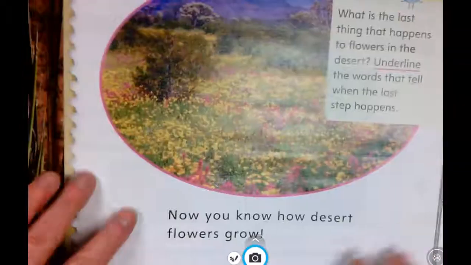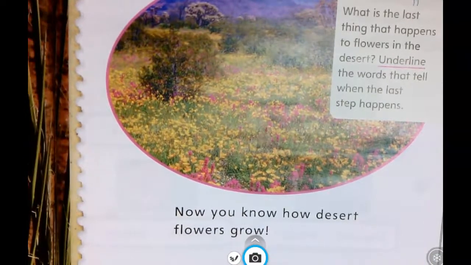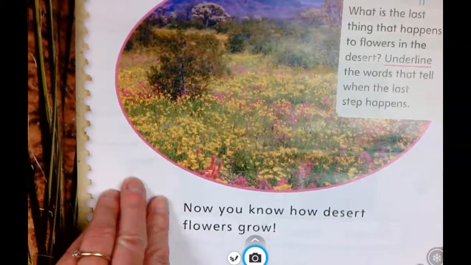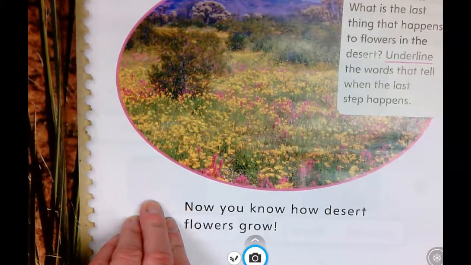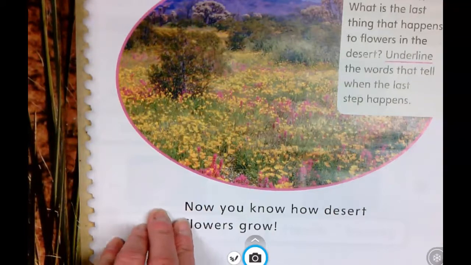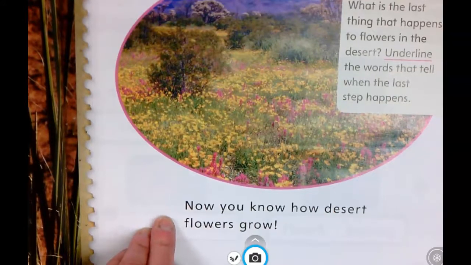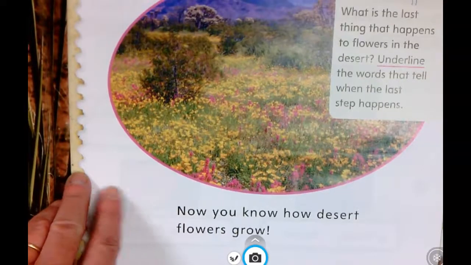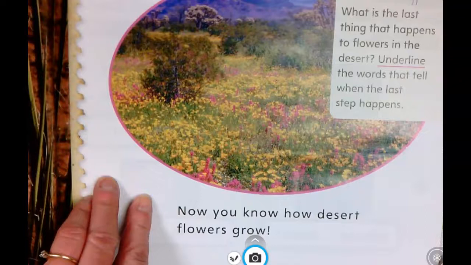Okay, let's look at the last page. Now you know how desert flowers grow. So this was an informational text that gave us information about how flowers bloom in the desert. And it gave us the information in steps. What happens first, next, and last. And it gave us the time that the steps happen. It gave us the steps in seasons. In winter, spring, summer, fall.